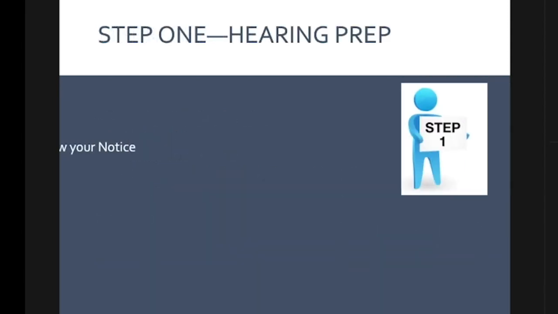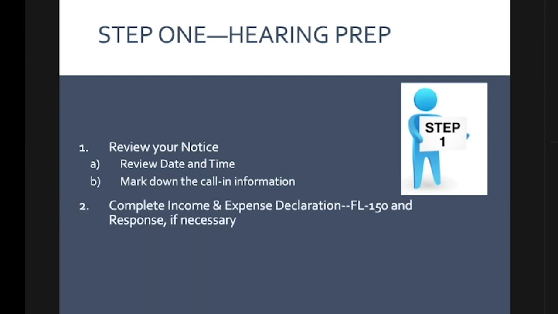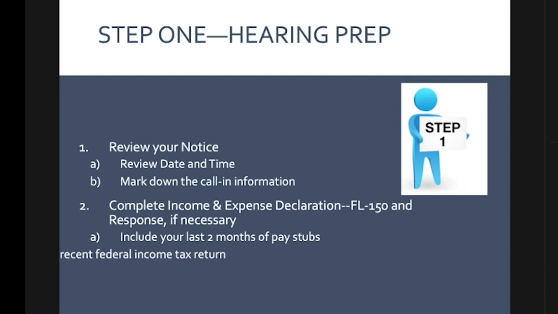Step 1, hearing preparation. You'll need to review the notice you received from the DCSS or the other party and have the information readily available for you when it is time for your hearing. You will need to complete a response to the paperwork served on you, if necessary, and an income and expense declaration. It is important to remember to provide your last 2 months of pay stubs and last year's tax return with your Social Security number crossed out so it cannot be seen on the document.